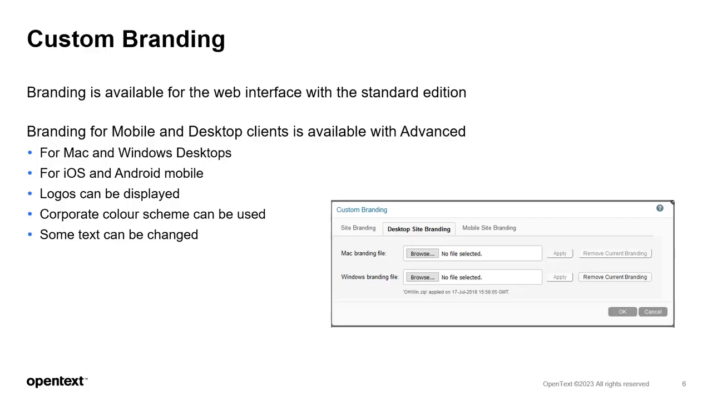First of all, there's custom branding. With Filr Standard, you've got branding of the web interface where you can add in logos and backgrounds and so on. But what Filr Advanced brings you is the ability to set branding for the Mac and Windows desktop and also for your mobile devices, so typically your iOS and Android mobile devices. This can include adding corporate logos, putting in corporate colors, and so on.